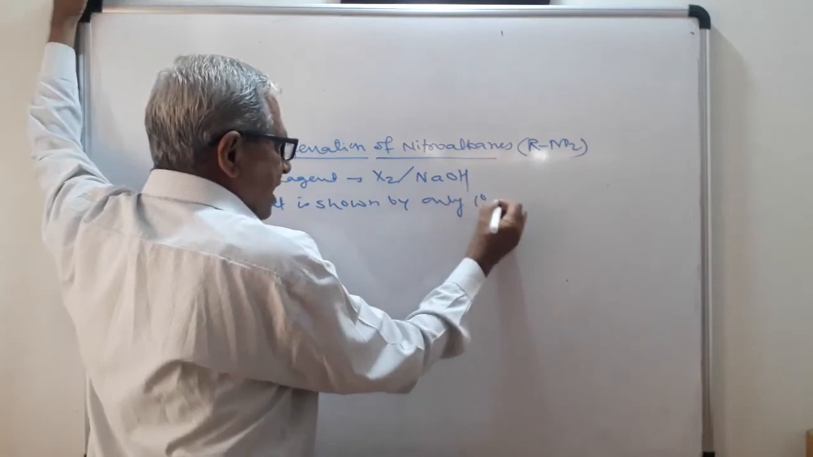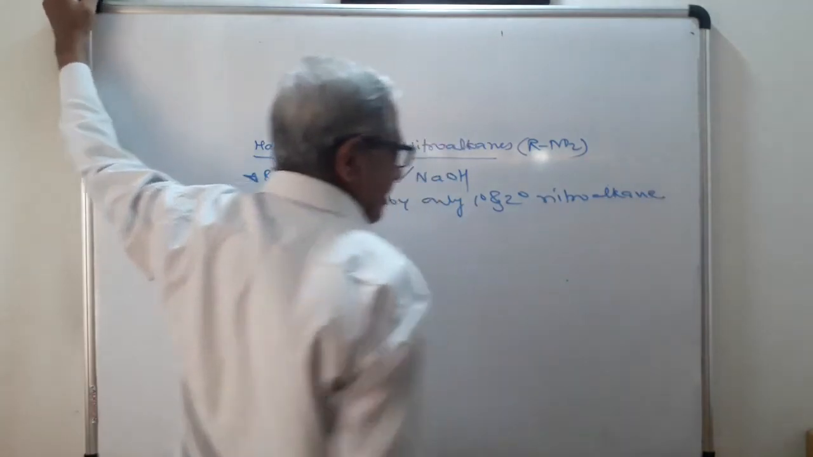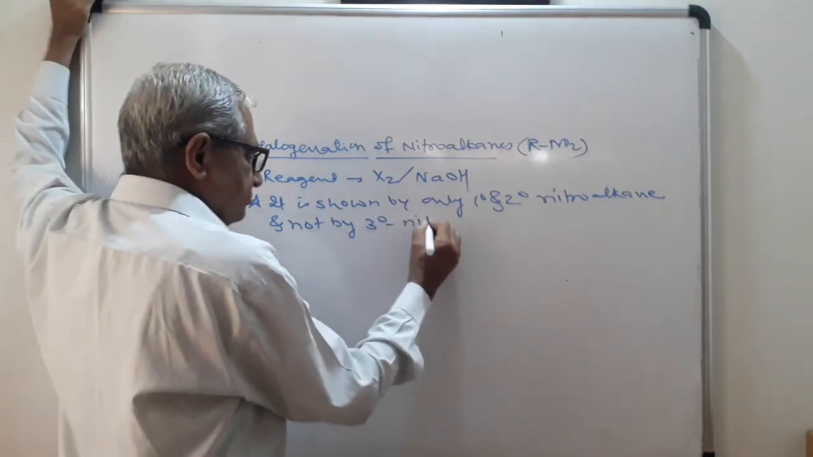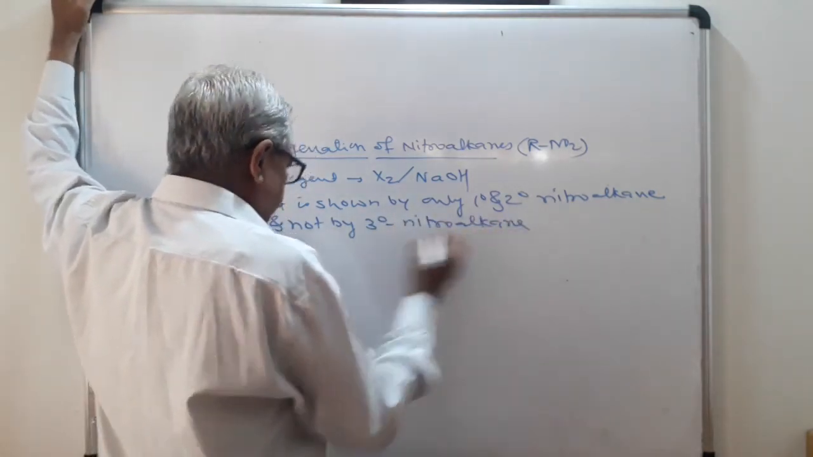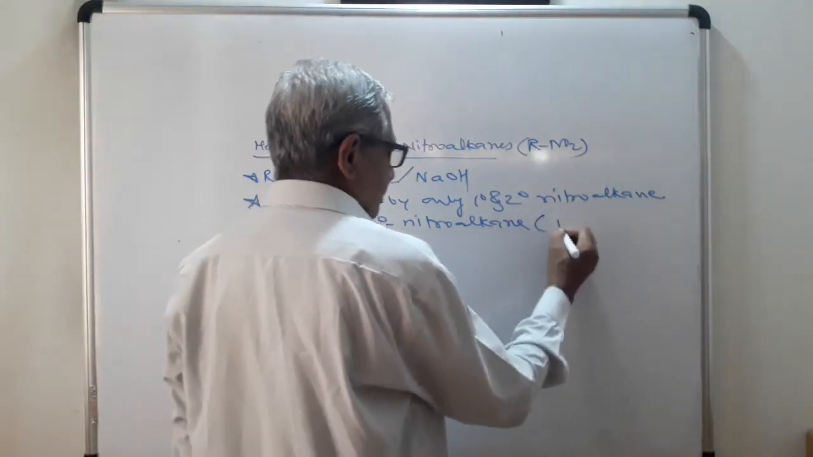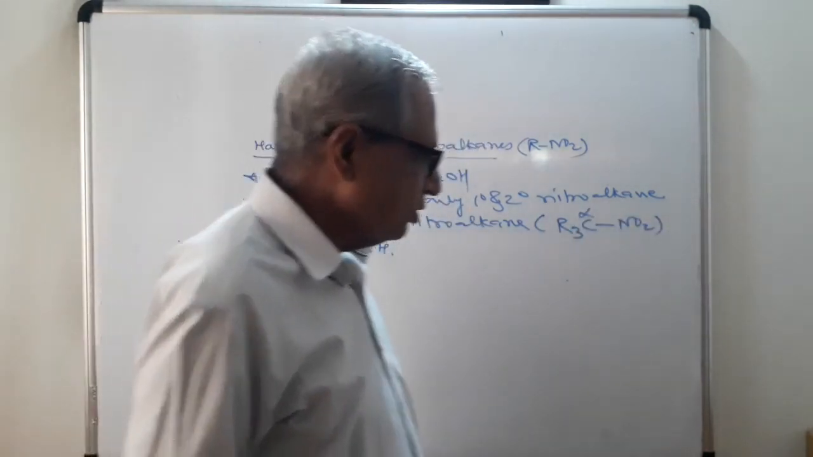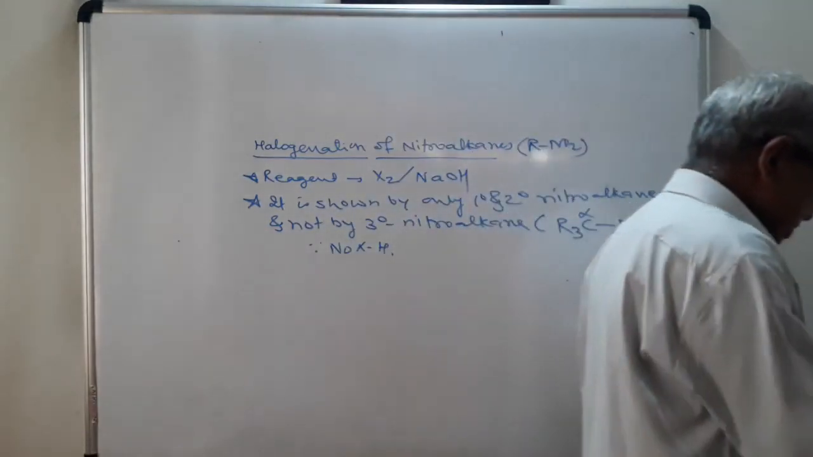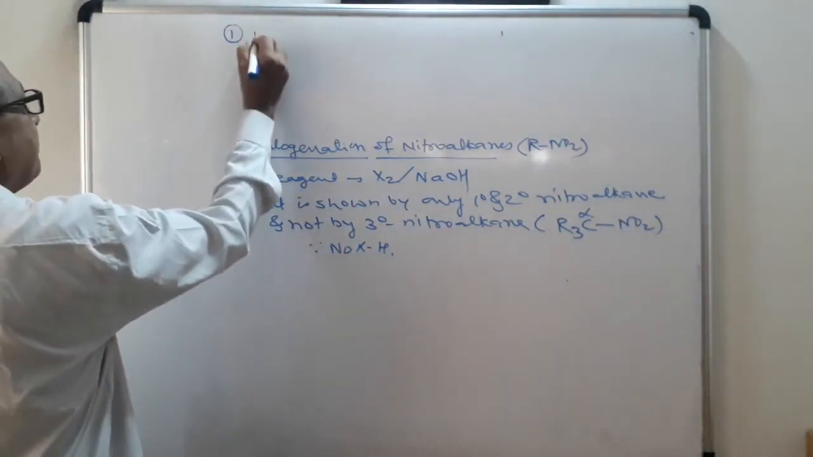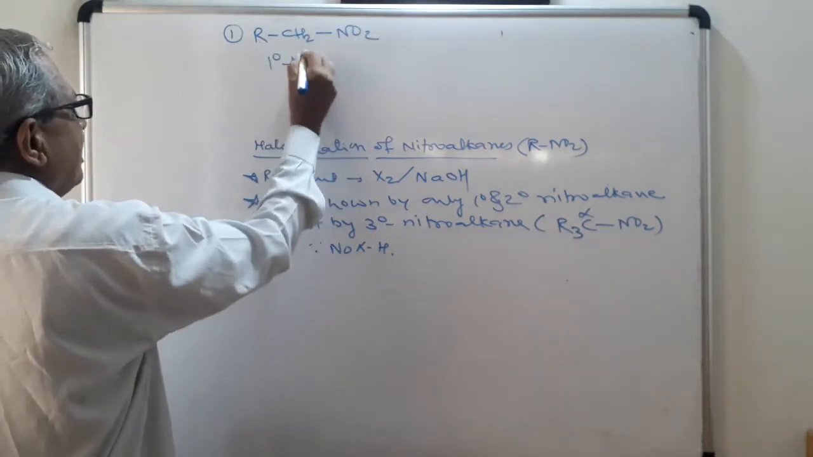only primary and secondary nitroalkane and not by tertiary nitroalkane, because there is no alpha hydrogen on tertiary nitroalkane, because tertiary nitroalkane has the formula R3CNO2. This is your alpha carbon atom. There is no alpha hydrogen atom in this case. So write down the reaction for the primary and secondary nitroalkane. First I will explain primary nitroalkane, which has the formula RCH2NO2. This is the primary nitroalkane.